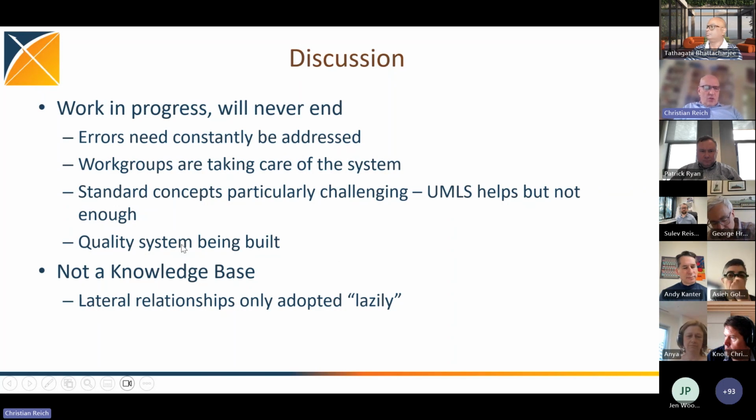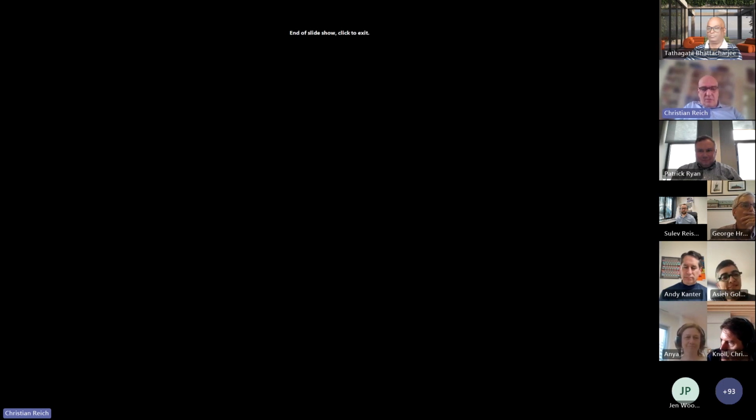And also, it's not a knowledge base. We put a lot of effort into the mapping and into the hierarchy. Everything else, all these lateral relationships, like this procedure is indicated by this condition, has a lazy approach. If somebody gives them to us, we import them. But there's no attempt to make this comprehensive or perfect. That also routinely creates emotions in the community, as you know from the forums. That's really the story.